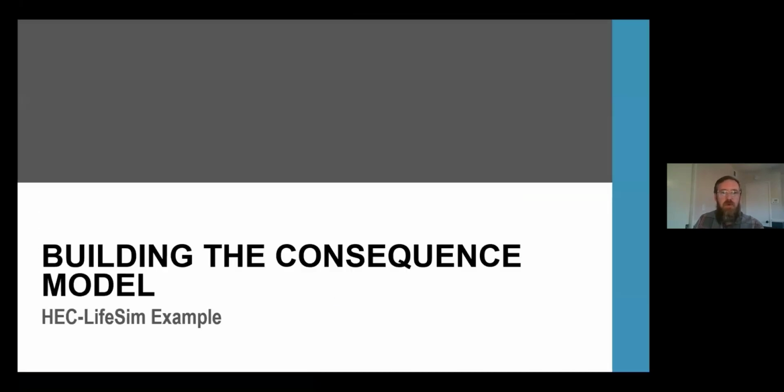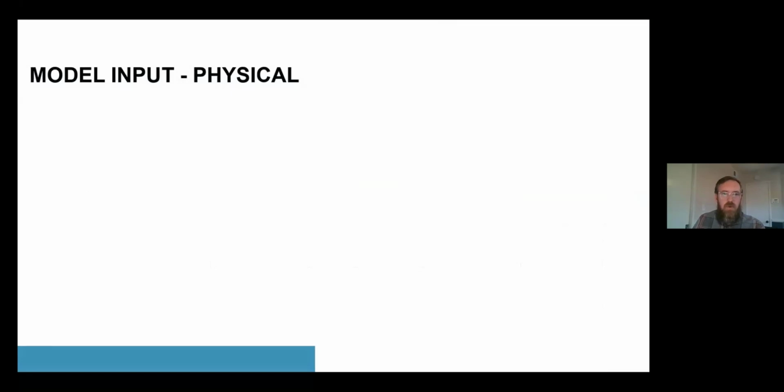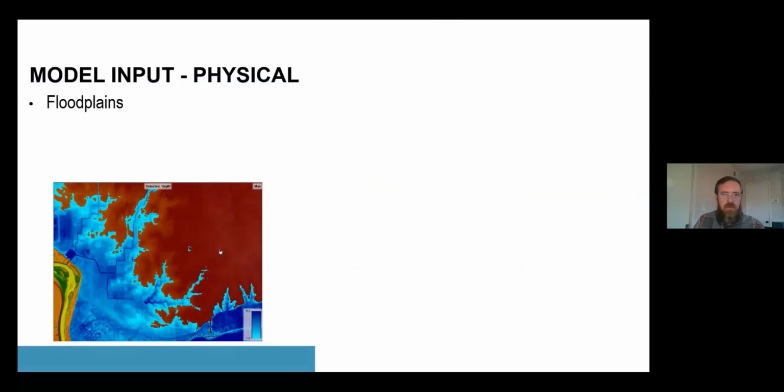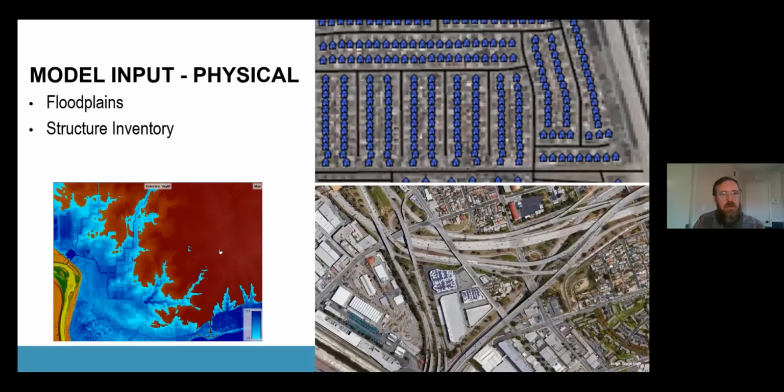Okay, so now how do we actually build a consequence model? The physical world is described with three main inputs. The first is the floodplain, typically in two-dimensional, but we can also pull in 1D and create maps with a 1D model. The second is a structure inventory. As I mentioned, it's the starting place for all the people. And third is the roads and the destinations at the end of those roads where people will be trying to reach.